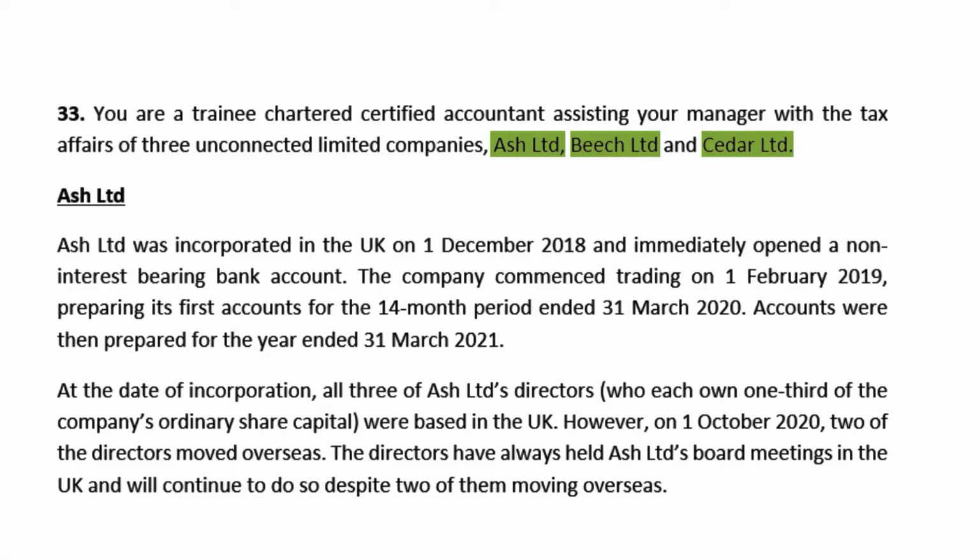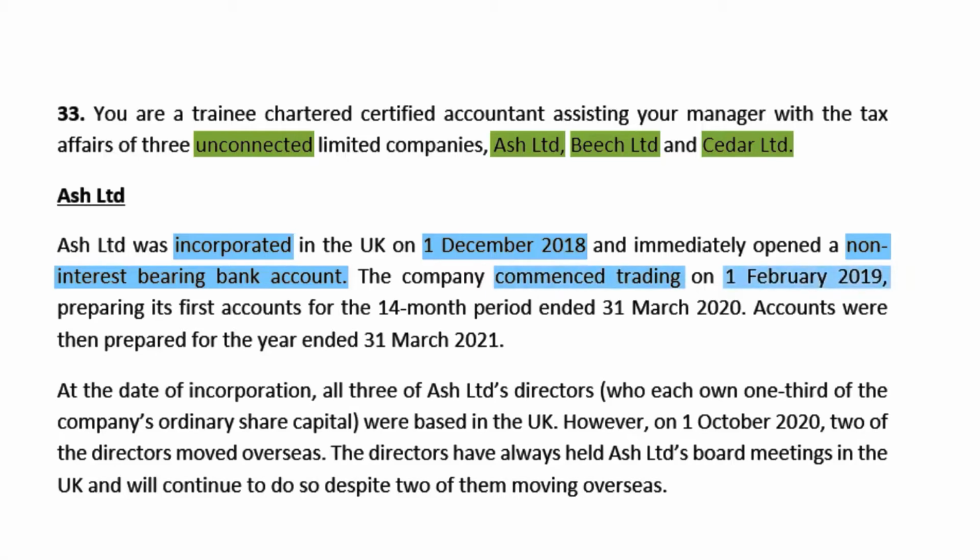We'll do them individually, separate them out. You are the trainee chartered certified accountant assisting your manager with the tax affairs of 3 unconnected limited companies: ASH Limited, Beech Limited and Cedar Limited. ASH Limited was incorporated in the UK on 1st December 2018. With taxation, dates are always important. Even if you think it's not important, there's always a chance that it will be. It was incorporated on 1st December 2018 and immediately opened a non-interest bearing bank account. The reason I'm highlighting that, I'll come back to in a second. The company commenced trading on 1st Feb 2019.